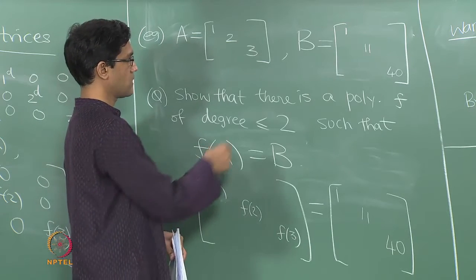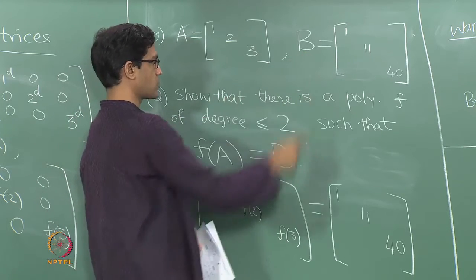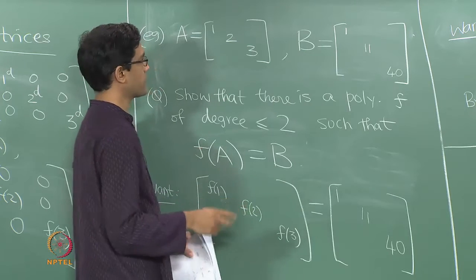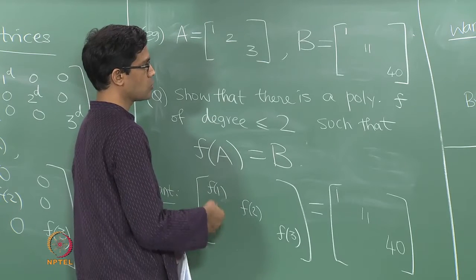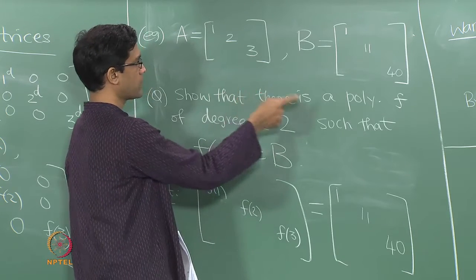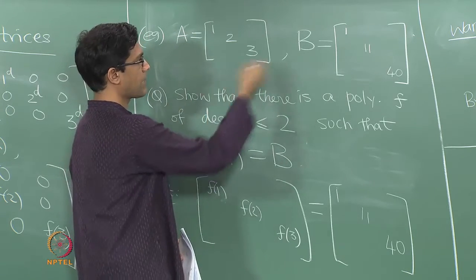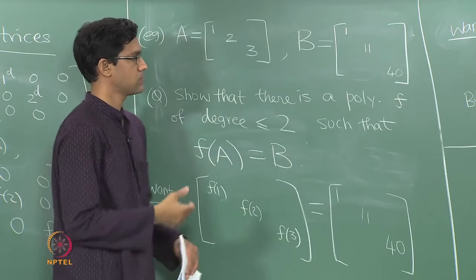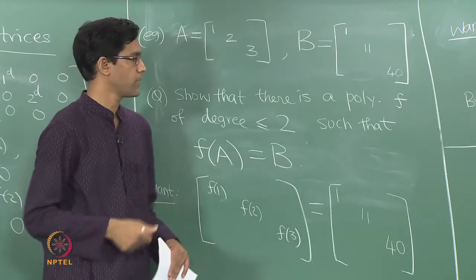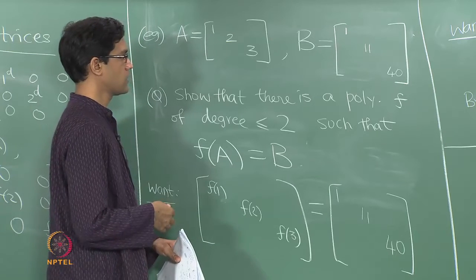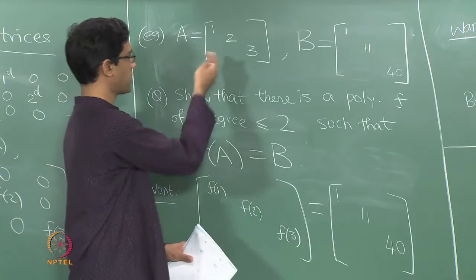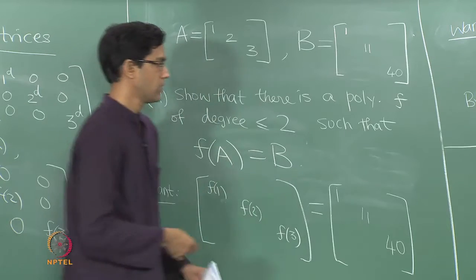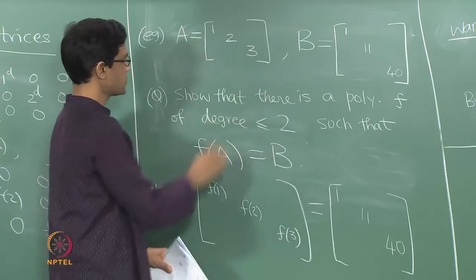So in other words, given any diagonal matrix whatsoever with any 3 real entries on its diagonal, there always exists a polynomial of degree at most 2 such that when you apply that f to A, you will get that given diagonal matrix. Okay. In other words, every diagonal matrix can be obtained by applying polynomials to this particular diagonal matrix. Okay. And again, there is nothing too sacred about this diagonal matrix.